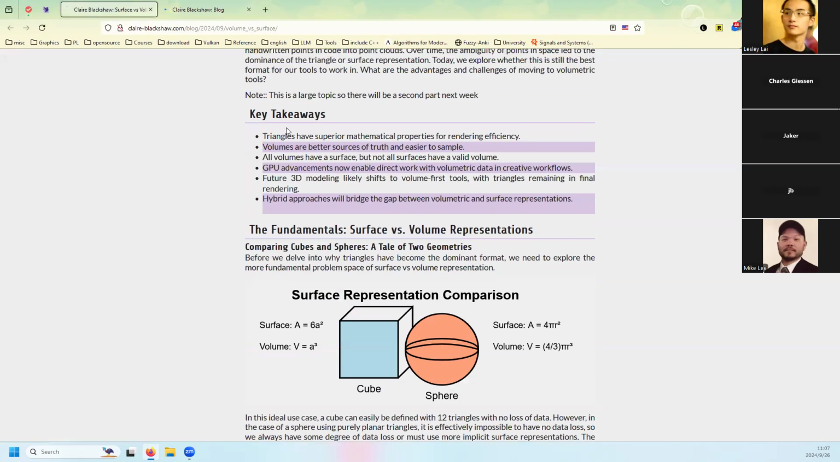Okay, key takeaways. Triangles have superior math properties for rendering efficiency. Yes, that's why we use triangles. Volume is a better source of truth and easier to sample. Also, yes. Also, volumes have a surface, so a volume can be converted to a surface, but not every surface has a valid volume.